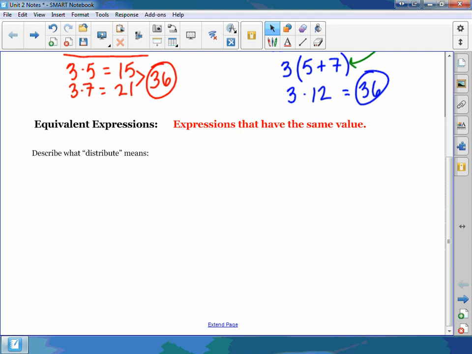Beyond that, I ask you to describe what the word "distribute" means. What does it mean to distribute? I think we all would have an idea. So just jot something down there. Go ahead and pause it and jot something down.